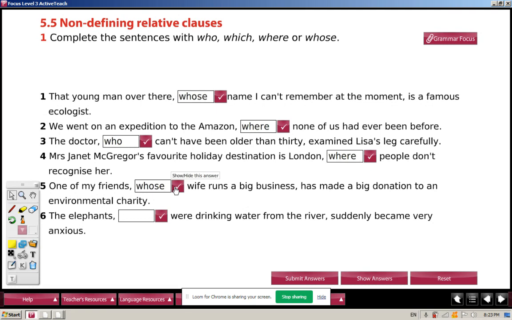And the last sentence in this exercise, sentence number 6, the elephants were drinking water from the river suddenly became very anxious. What do you think? What is the correct answer? Yes, in this sentence we use the relative pronoun which.